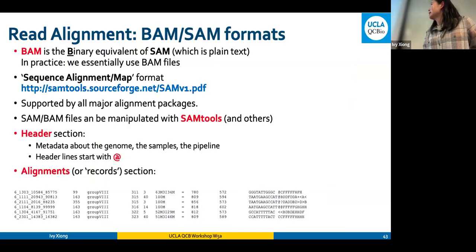Okay, so let's have a look at the files. Yesterday we mentioned that after you align the reads to the genome, it will generate a file called the BAM or SAM file. The BAM file stands for the binary equivalent of SAM. SAM is actually plain text, like what we saw earlier for the reads. Basically, you're looking at a text file, each row representing specific information for an individual alignment.